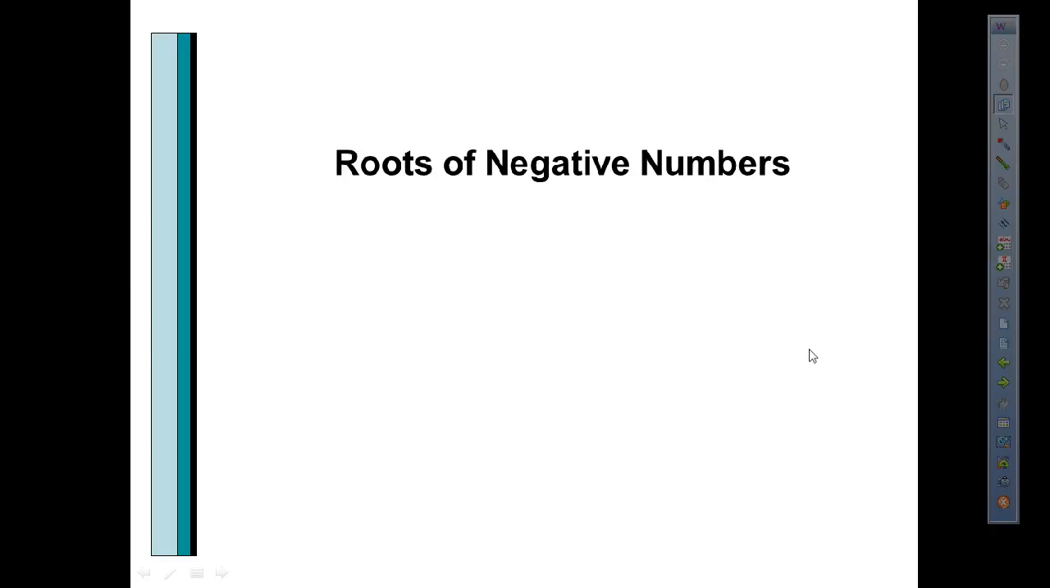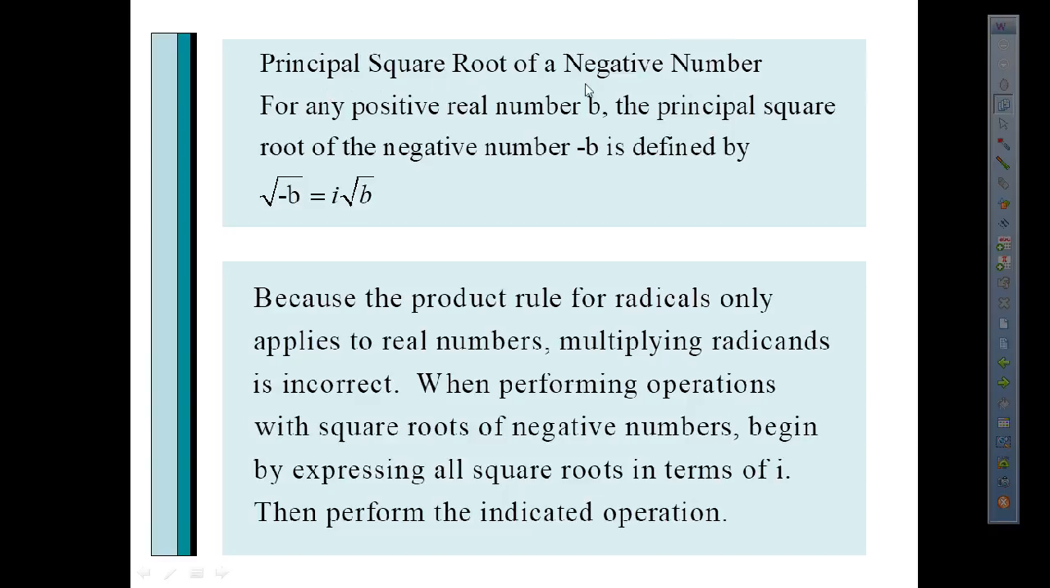Now, when we take the roots of negative numbers, we need to deal with the negative first. For any positive real number b, the principal square root of the negative number negative b is defined by i times the square root of b. And that is the principal, also known as the positive square root. So if we have the square root of negative b, and there's no plus or minus out in front, we're looking for the principal or the positive square root of that number. That's the same case with any of the problems we look at.